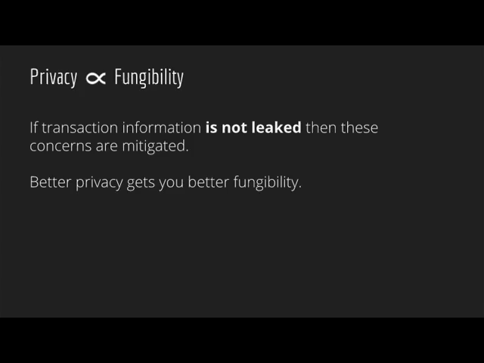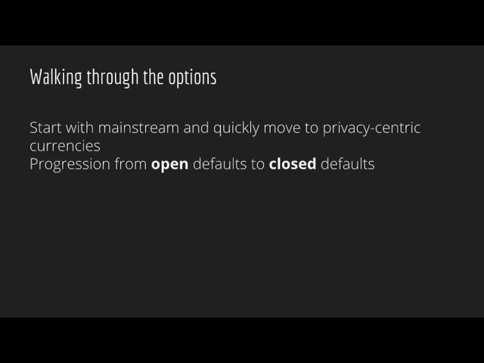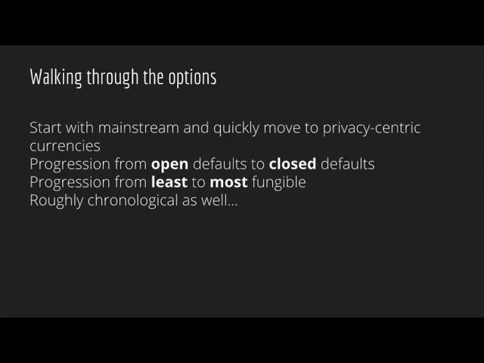So the less information you offer about an individual Bitcoin, and the more privacy you offer, is roughly proportional to the amount of fungibility you have as a currency. And that's important at a more architectural and economic level. What we're going to do is walk through options, starting with mainstream and then moving to more privacy-centric currencies. This goes from open defaults to closed defaults, starting with Bitcoin, Ethereum, mainly Bitcoin, and then moving to Dash, Monero, etc. This also moves from least to most fungible, again because there's a roughly proportional relationship between privacy and fungibility.